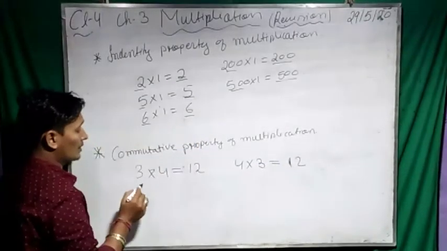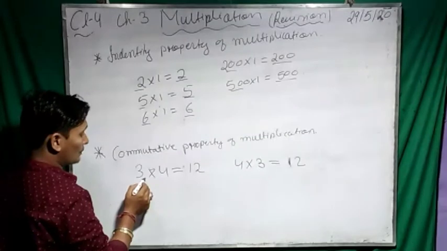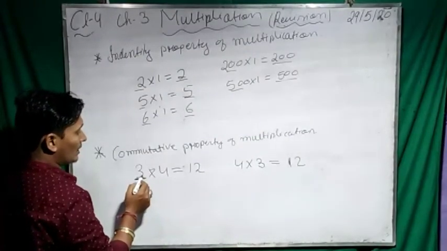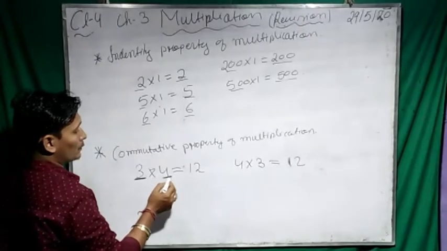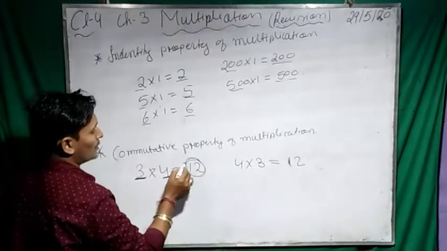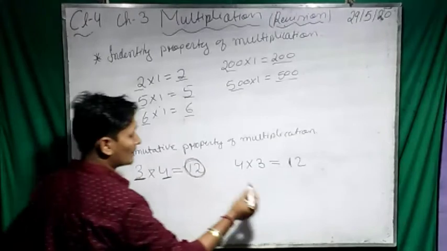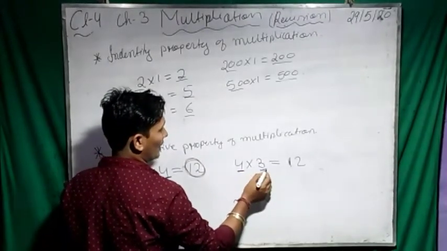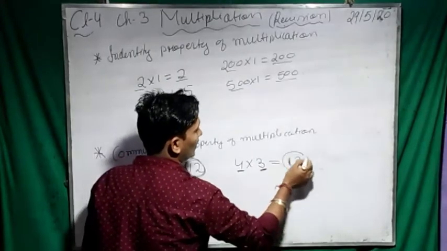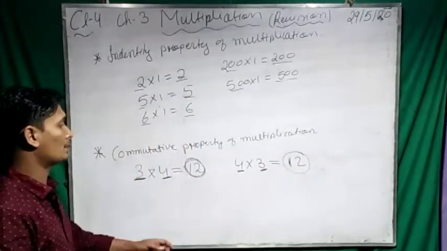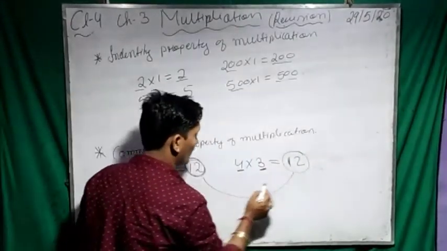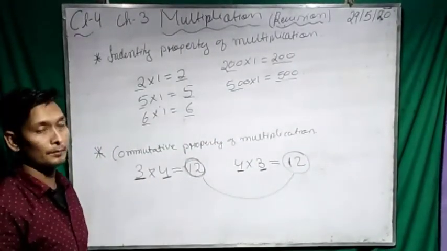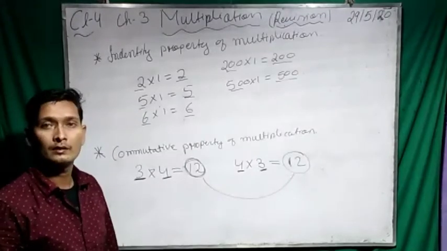12 only. Now see, here I wrote your multiplicand is 3 and multiplier is 4, but the product is 12. But in this case, your multiplicand is 4 and multiplier is 3, but the answer is the same. See this answer. Even if we change the order of the numbers, the product is not changed.